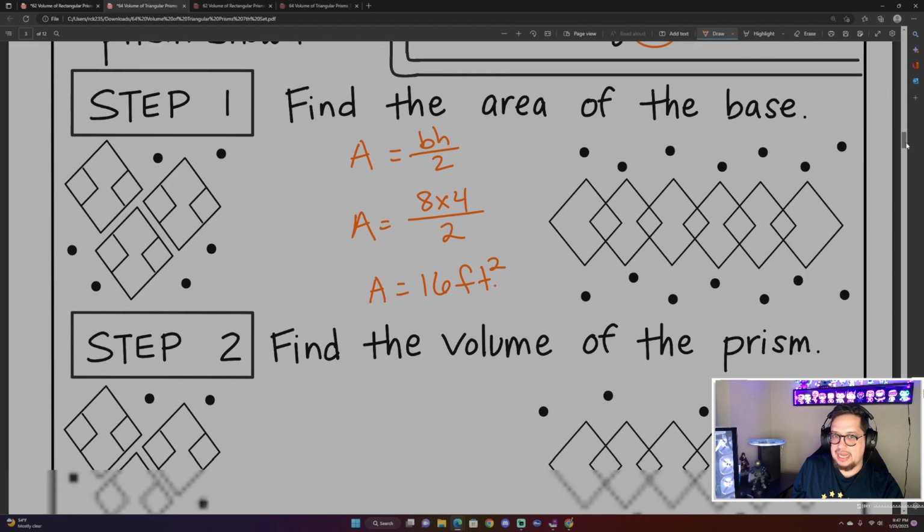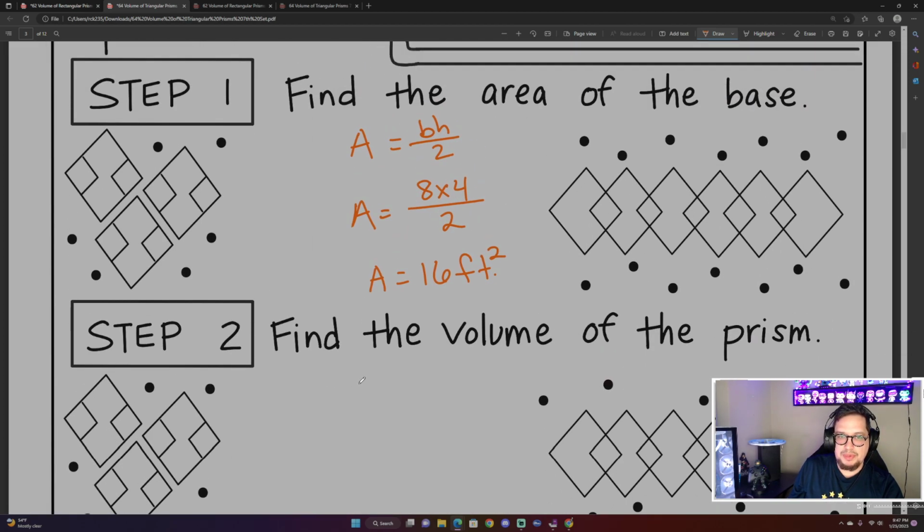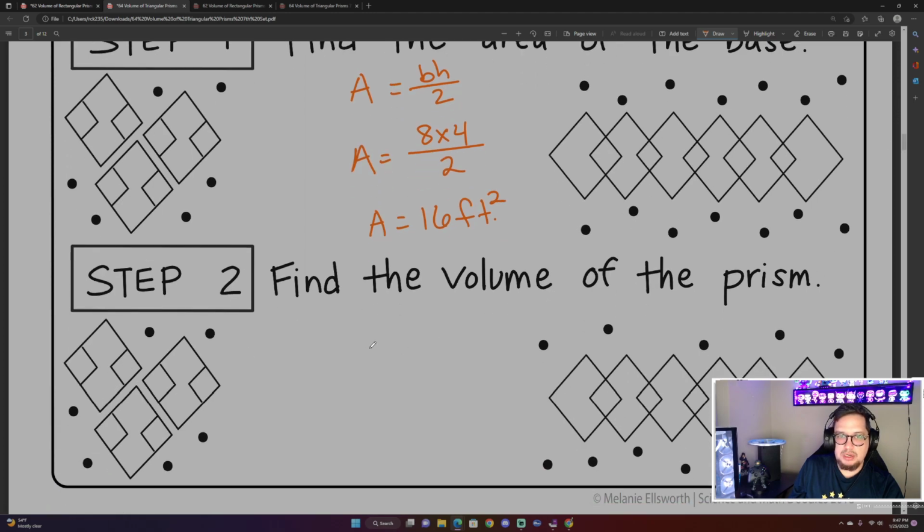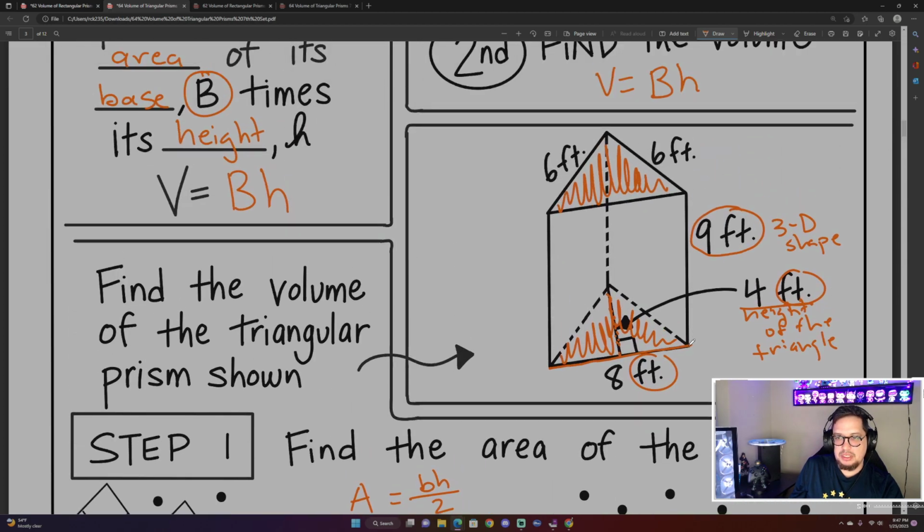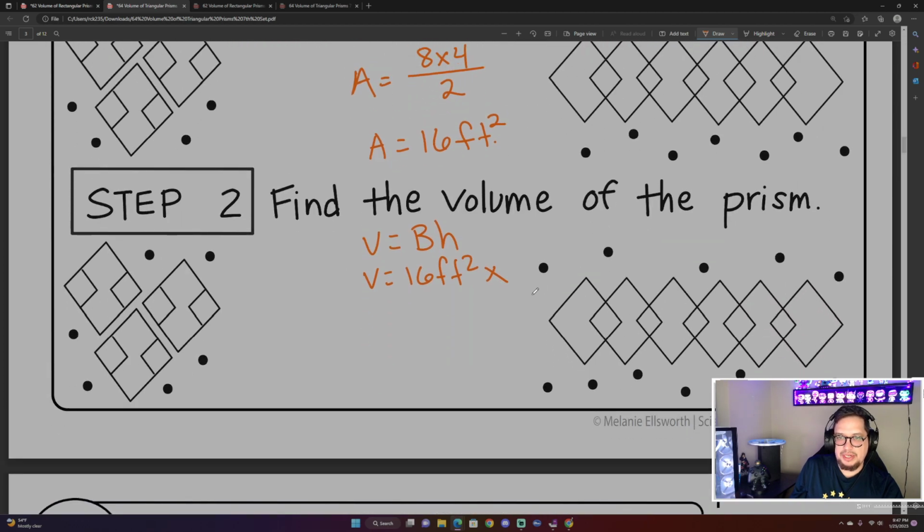Now to find the actual volume of the prism, we're going to be using, let me lower this down a little bit more, volume equals area of base times height. So my area of the base I have here. This A is pretty much the area of the base. So volume equals 16 feet squared times, and I'm going to go back up here and look for the height of the 3D shape. The 3D shape is 9 feet tall. So I'm going to go back down here and multiply it times the height, which is 9 feet.